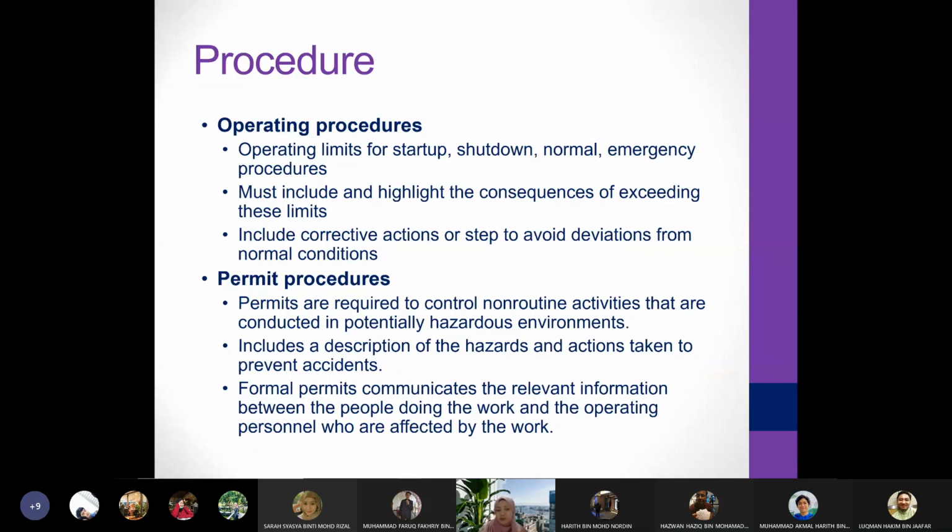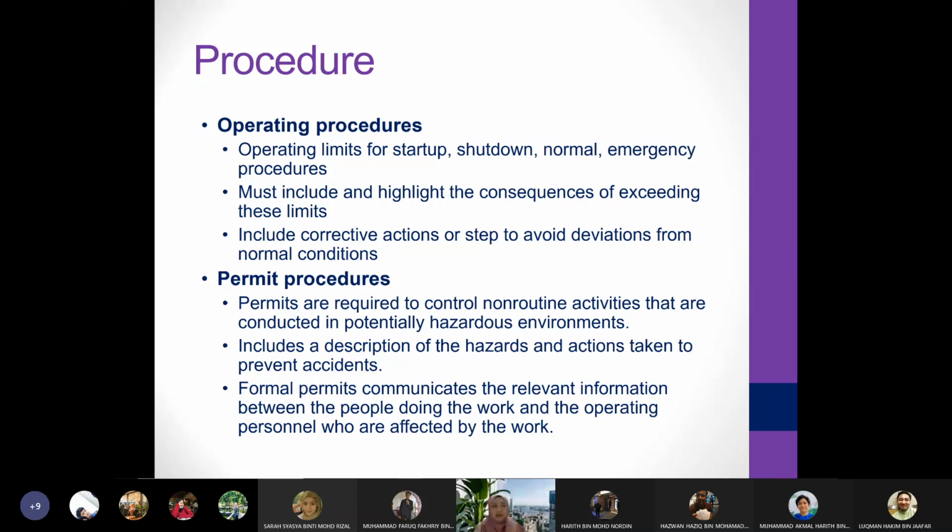And that formal permit communicates all the relevant information between the people who are doing that job and the other operating personnel who can be affected by that work. Because of course, when you fix that leak, there are people around you who are doing their daily job.